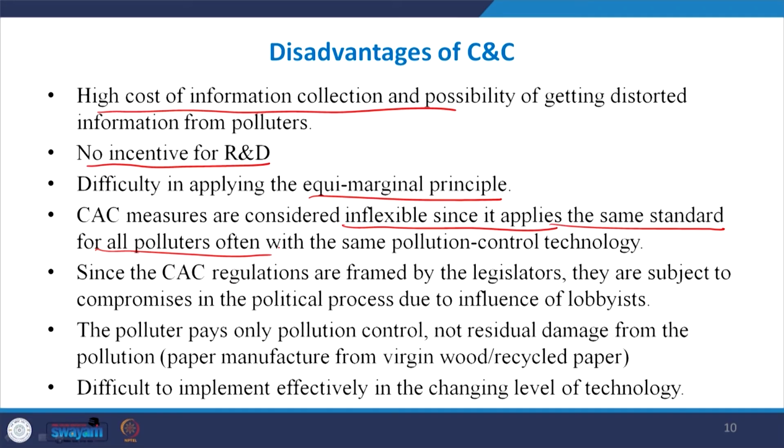Since the command and control regulations are framed by the legislator, they are subject to compromises in the political process due to the influence of lobbyists. I already discussed in interest group theory that many times both browns and greens lobby with the government and try to mold the policy in their favor, and that is why, when such standards are set, they are subject to certain compromises due to political influences or the political process.